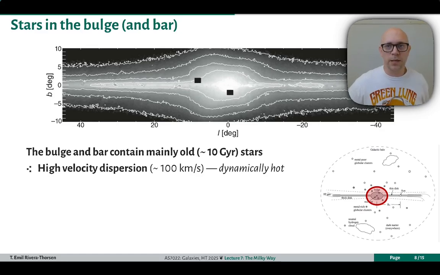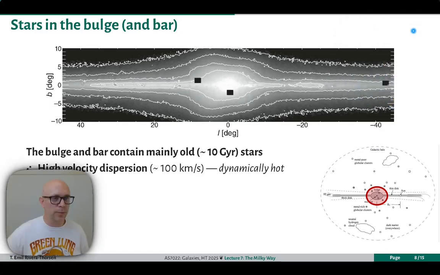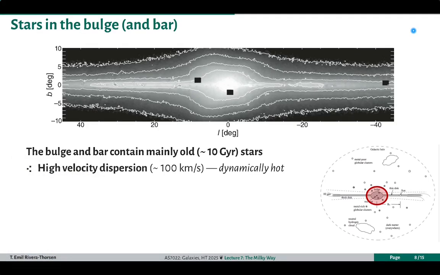Then there are stars in the bulge and in the bar. The bulge and the bar contain mainly old stars, even older than in the thick disk. These are similar to or older than 10 gigayears. They have a very high velocity dispersion, about 100 kilometers per second, which means that these are dynamically hot.